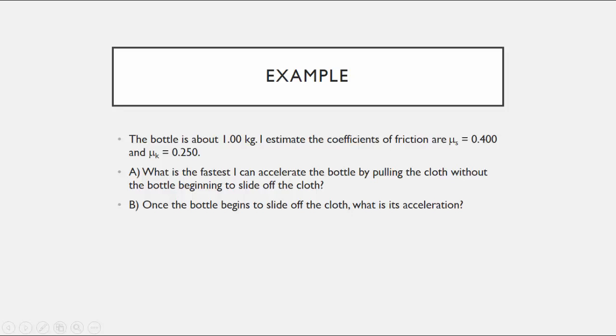And we want to know two things. One, what is the fastest that I could accelerate the bottle just by pulling on the cloth, but without the bottle beginning to slide off the back? And the second, when I really yank on the cloth so that the bottle does slide off the back, what is the acceleration in that case?